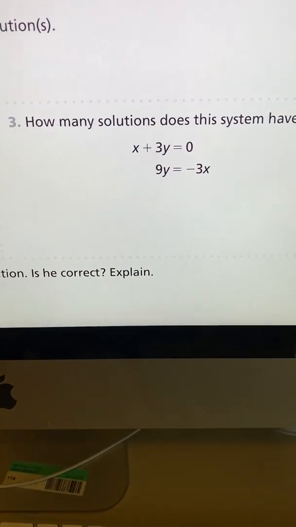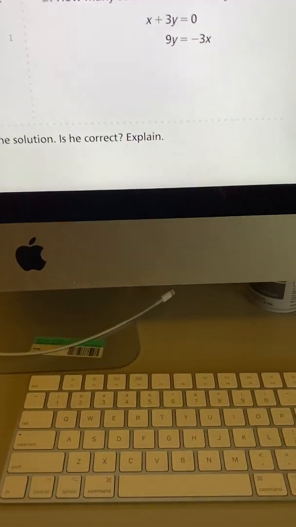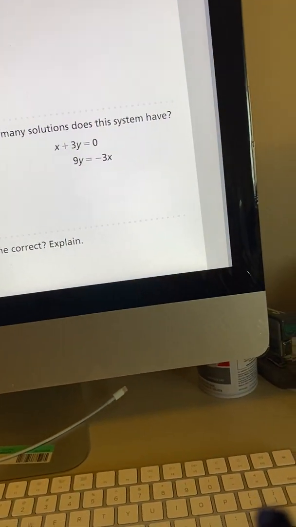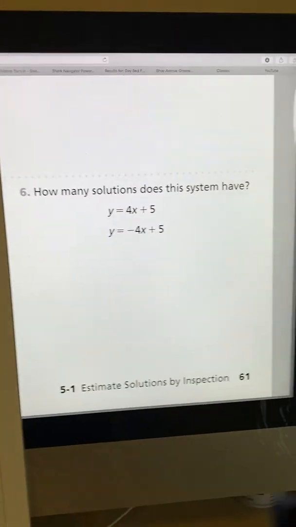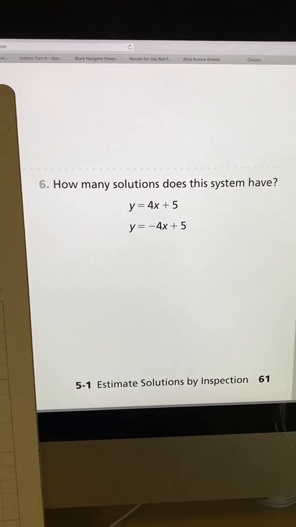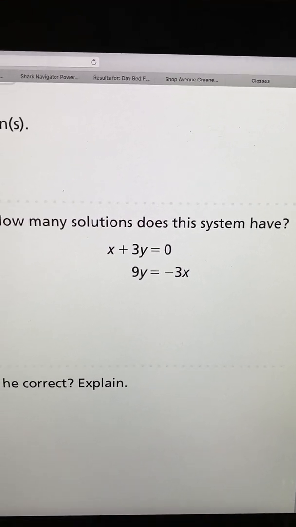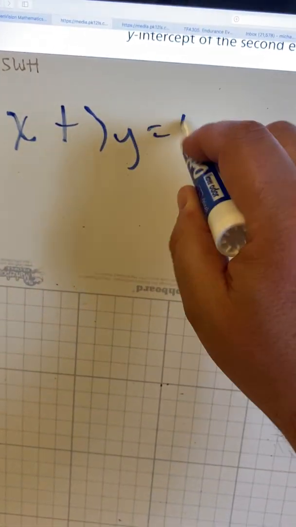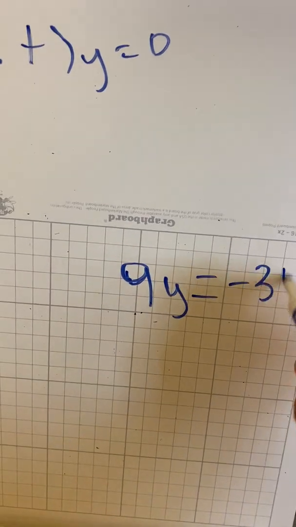Now, how many solutions does this system have? Well, it's really not written in slope-intercept form at all, not even close. So let me get my dry erase board ready to go. Y is equal to 4x plus 5. That one's done. Oopsie, too far down, silly me. There we go. X is equal to 3y plus... wow. X plus 3y equals 0, and 9y is equal to negative 3x.